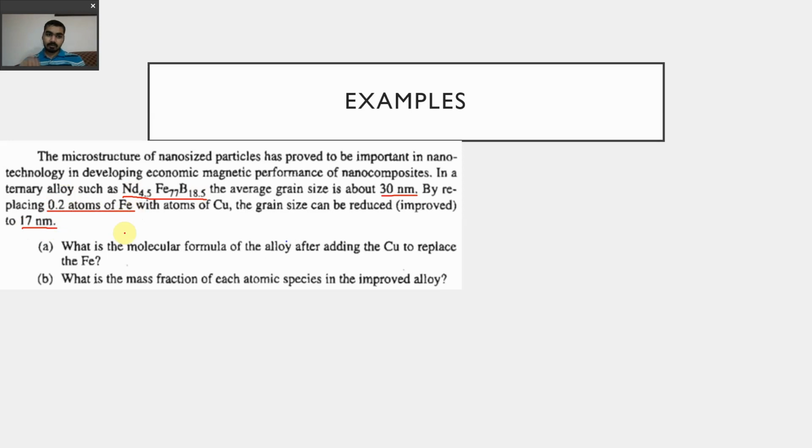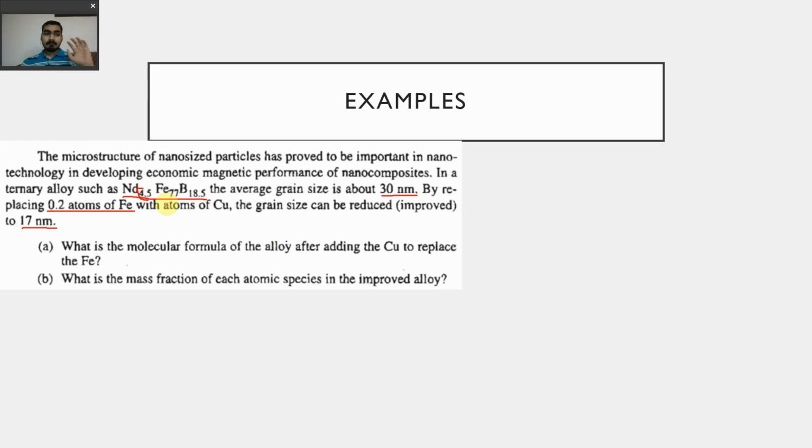Okay, so what should be your basis? Think about it. So you should carefully observe this question. You are given atoms. It has mentioned 0.2 atoms of iron, which means all these values, that is 4.5, 77 and 18.5, are the atoms. Carefully observing, you will come to know that 77 plus 18.5 plus 4.5 will become 100.